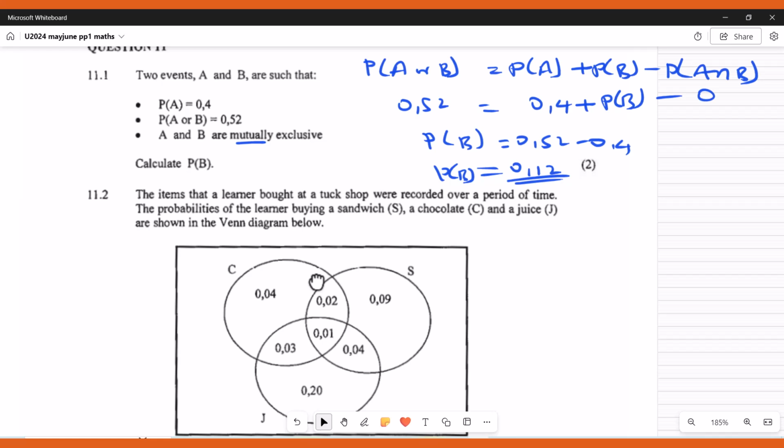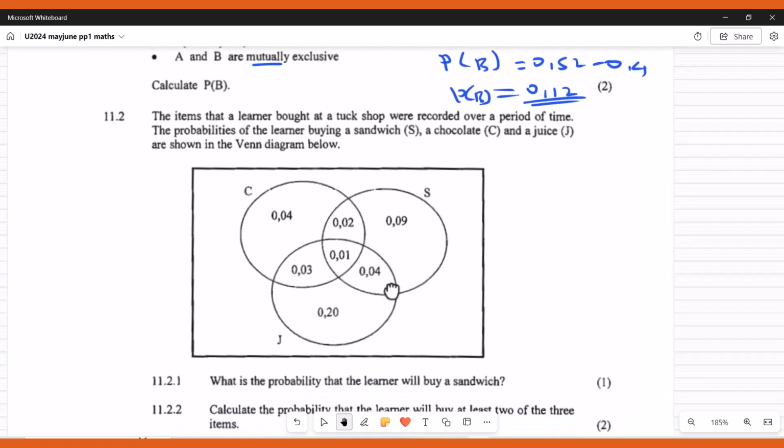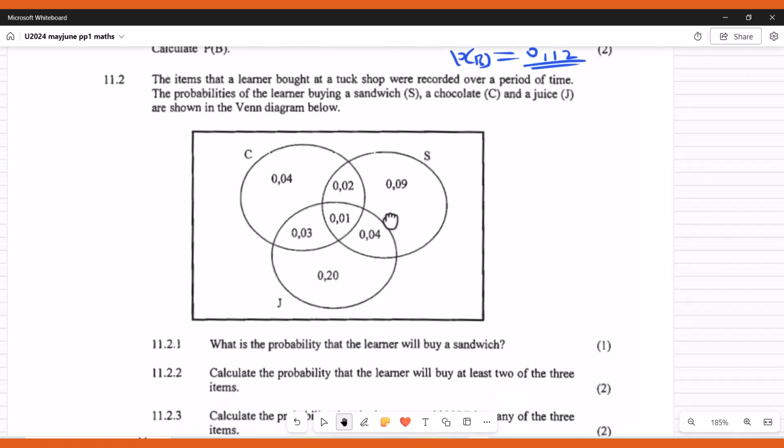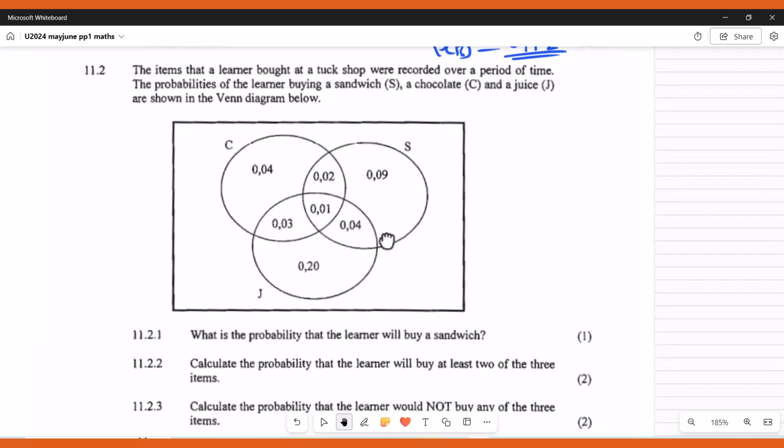Hope we are together. Then the question says that the items that Elena bought at the tuck shop were recorded over a period of time. Probabilities of Elena buying a sandwich, S, chocolate, C, and juice, J, are shown in the diagram below. What's the probability that Elena will buy a sandwich? To buy a sandwich, we look at the probabilities on all the circles for the sandwich. So we're going to add all the probabilities in that circle.